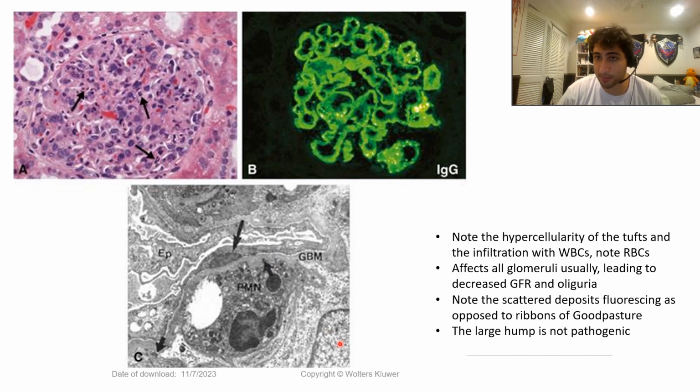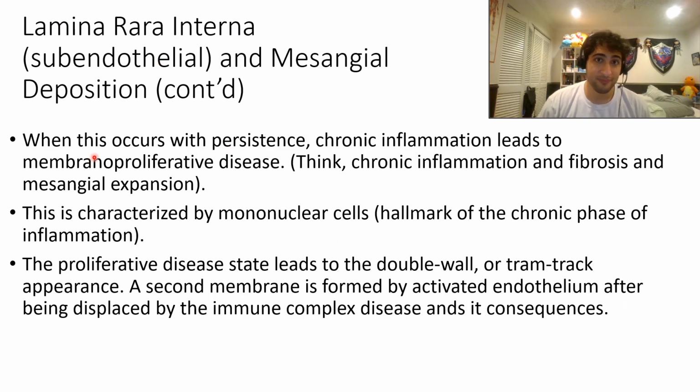Why? Because it's in close proximity to the capillary. The capillary endothelium is activated, et cetera. Why is it activated? Because of the complexes. So when this occurs with persistence, chronic inflammation will lead to membranoproliferative disease. So we talked about the mesangial expansion. I want you to think of this chronic inflammation, this fibrosis, this mesangial expansion. And that's kind of what we saw on the last slide. We saw the results of the chronic inflammation.